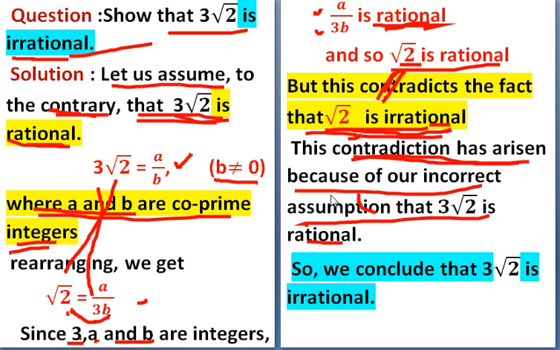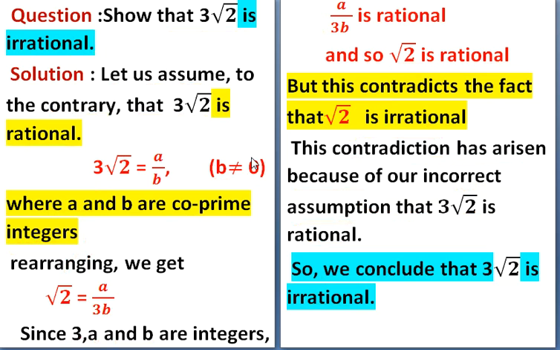3 root 2 is rational, and we know that any numbers becomes two types, rational or irrational. So if this 3 root 2 is not rational, then this will be irrational. So we conclude that 3 root 2 is irrational. One time revise this question again. 3 root 2 is irrational.